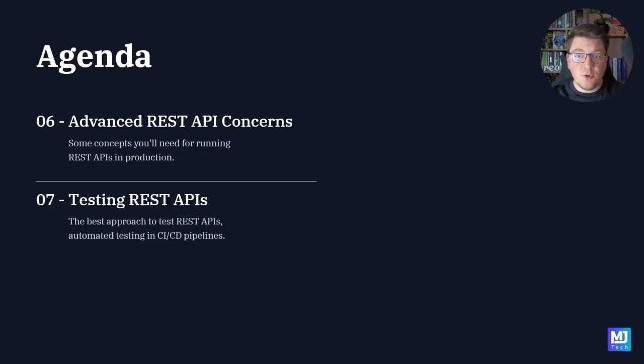In Chapter 7, we're going to cover how to properly test REST APIs, why unit testing isn't the best approach for testing REST APIs, and I'll show you two better alternatives, and I will also demonstrate how you can automate your tests inside of a CI/CD pipeline.